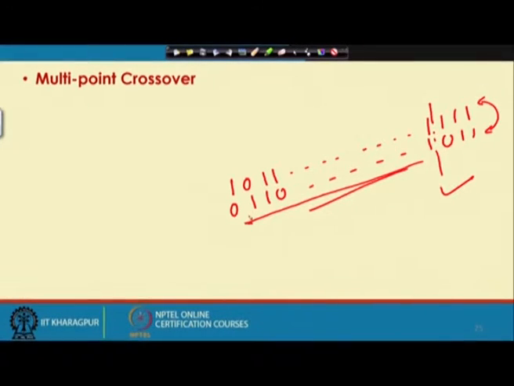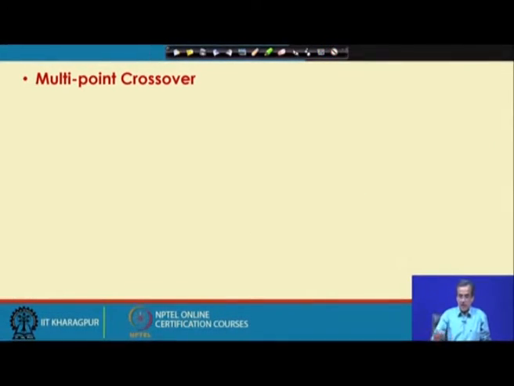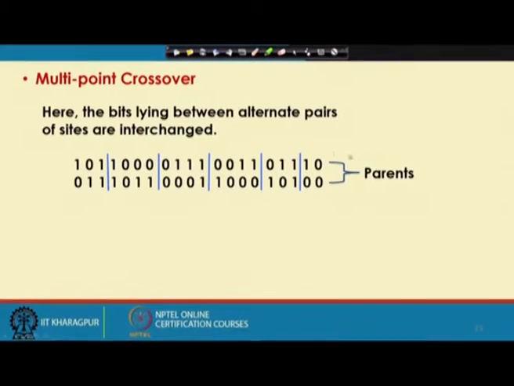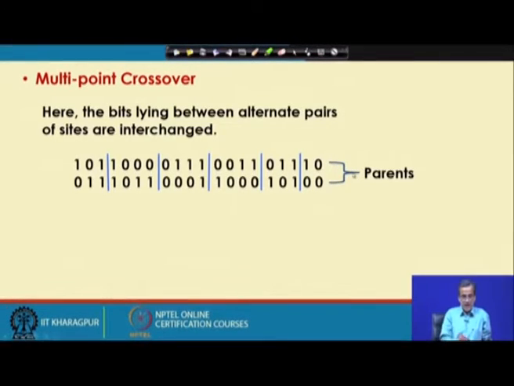Just to remove this particular difficulty of the single point crossover, the concept of the multi-point crossover has come. Now, here actually what we do is, we try to select a number of crossover sites at random using the random number generator. Now, let us see what happens here. Supposing that these two parents are going to participate in multi-point crossover, and as I told, multiple crossover sites are selected at random. Now, here I am selecting 1, 2, 3, 4, 5 crossover sites.